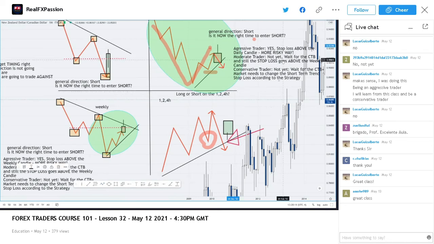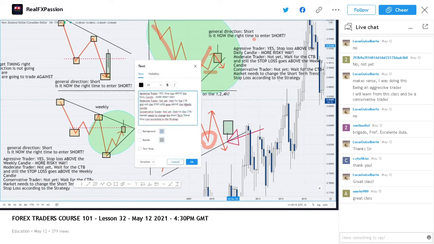And stop loss not above the weekly, stop loss still above the daily. Just an option, daily candle. Little less risky, but still risky, right? Still risky. We always have risk in the market, right?